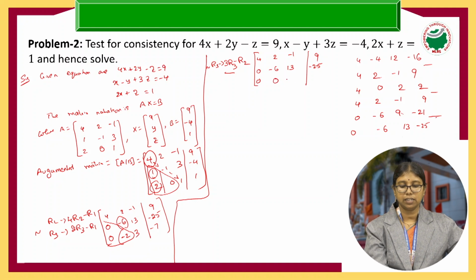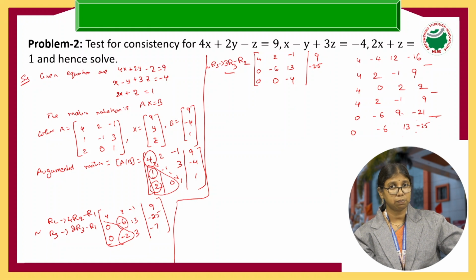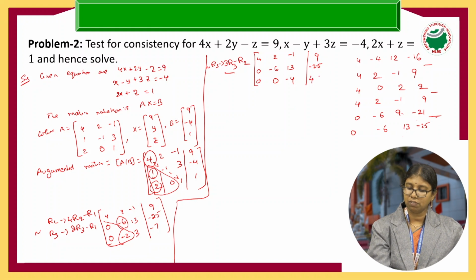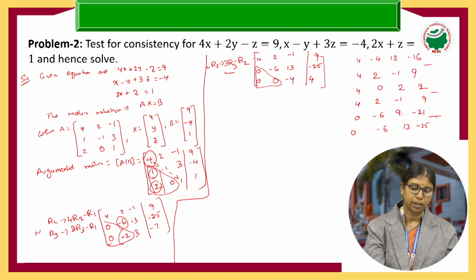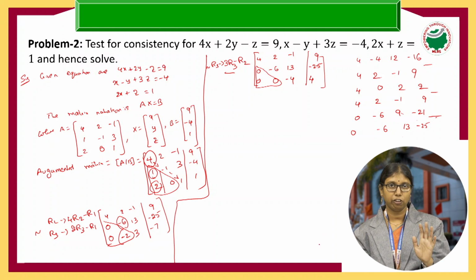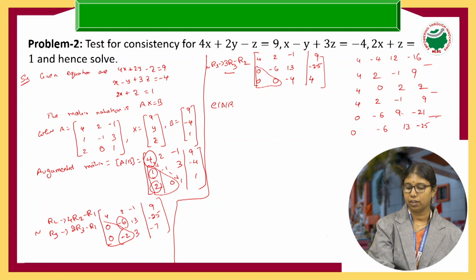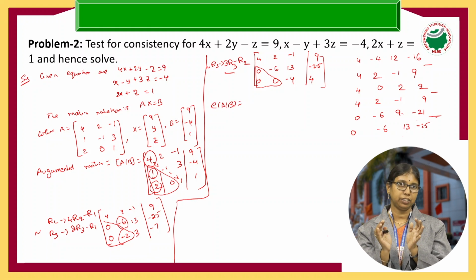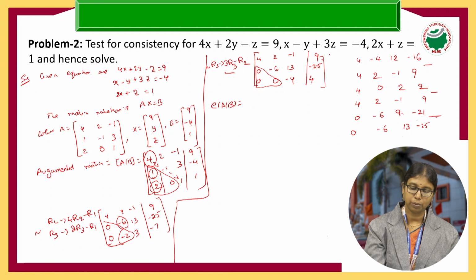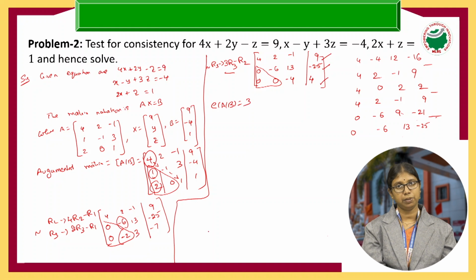9 minus 13 is minus 4. Minus 21 minus of minus 25 is plus 25, so minus 21 plus 25 is 4. So this is our matrix, and here we got upper triangular form, we got echelon form. Now, take the rank values. Rank of A given B means for the total augmented matrix, you have to take the number of non-zero rows. How many non-zero rows do I have here? 3 non-zero rows. Rank of A given B is 3.